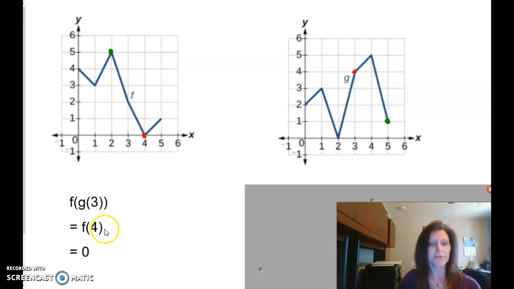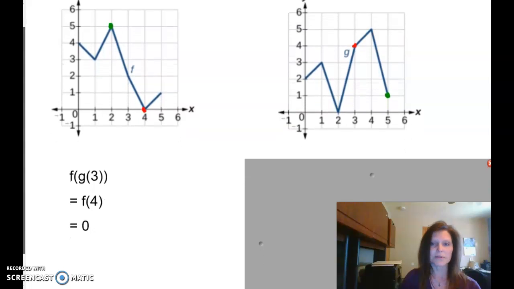Okay, so how do I find f of 4? I go back to the f graph and I find x equals 4 and I look for what y value is associated. I don't have to go very far. It's right here on the x-axis, which means the y value is 0. So my answer for that one would be 0.